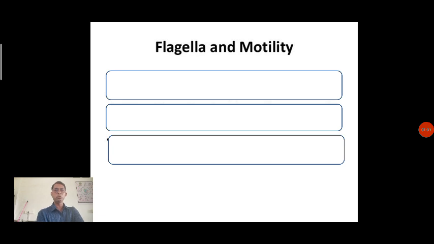As we look at living organisms, one of the most important characteristics of living organisms is movement. Bacteria are considered living organisms, and that's why some of the bacteria show motility. They move from one place to another.